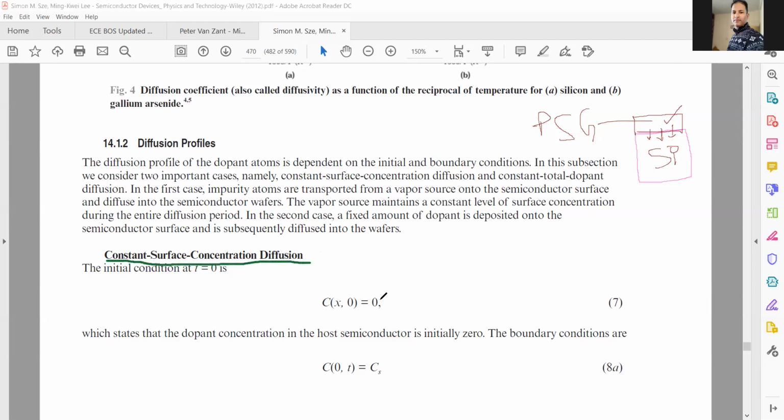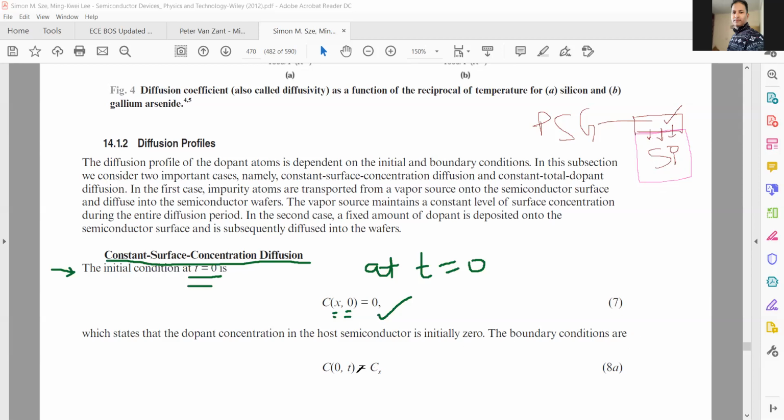So for constant source diffusion, we have initial conditions at t equal to 0. The condition is C(x, 0) equals 0. What it means is that at every depth at t equal to 0, the concentration is 0. We assume that before we started this pre-deposition step, there was no phosphorus in the silicon.